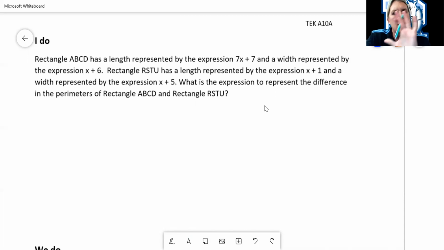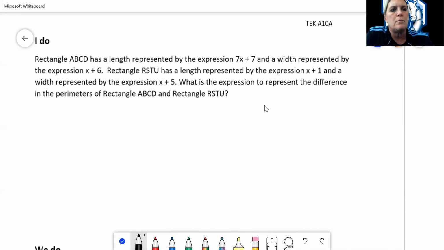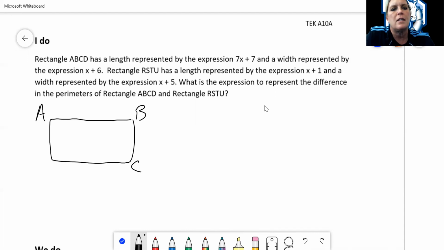First, anytime you have a problem like this, you need to draw a picture. It says a rectangle, so I'm going to draw my rectangle and label it A, B, C, D, just going around. Now I'm going to label my sides. It says the length is 7x plus 7. The width is x plus 6.